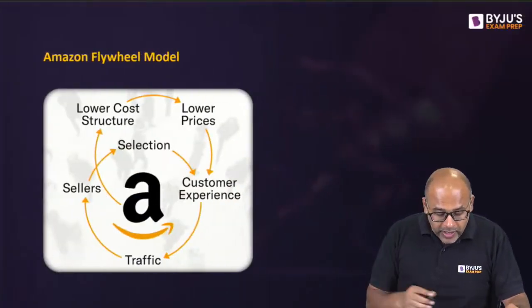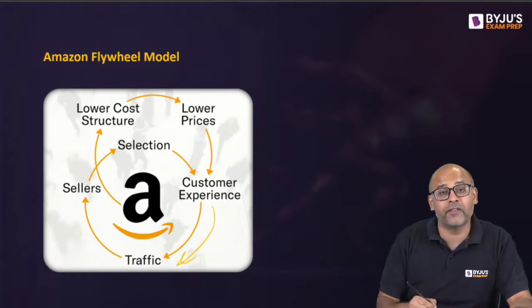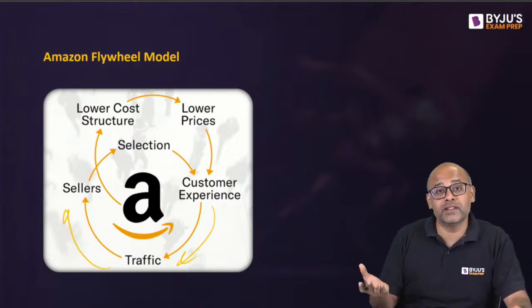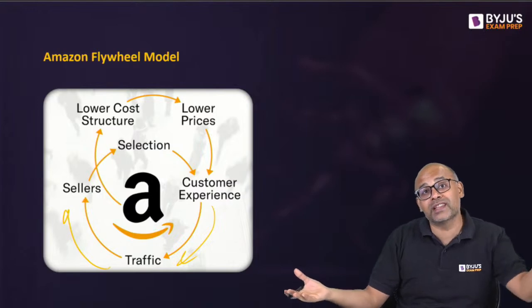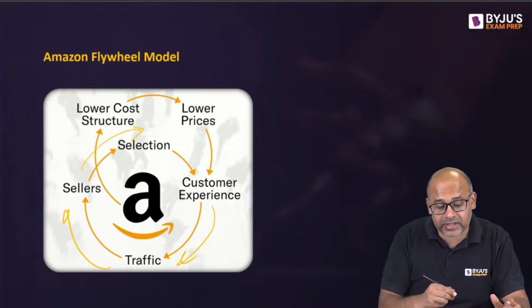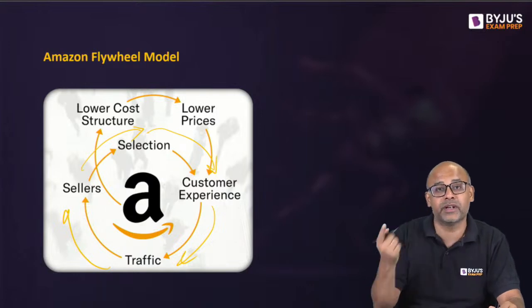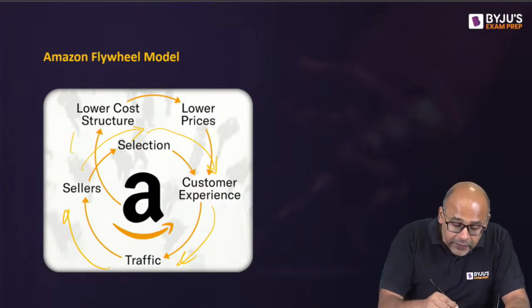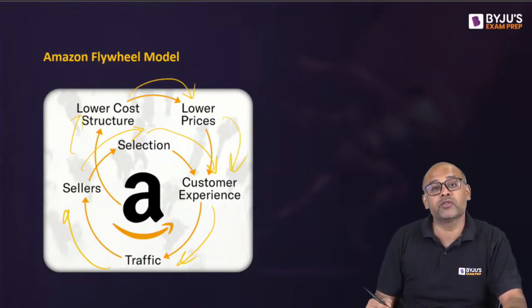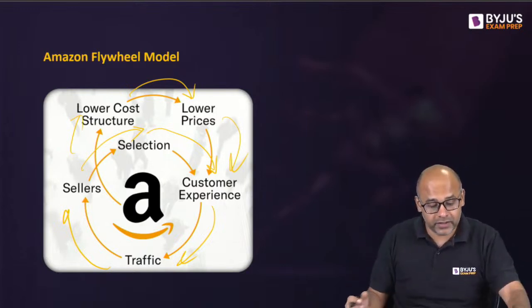If you look at Amazon, Amazon has a flywheel model. Basically, they say customer experience will drive traffic to the website, because Amazon is all about the website. The traffic will give me more sellers, because the more people are coming to my website, the more sellers want to be there. And if there are more sellers, I will be able to select the good sellers. The good sellers will give me good customer experience, and the cycle repeats. Similarly, if I have a lower cost structure, the prices will be lower. Because the prices are lower, customer experience is going to be better. And that's another cycle. So there are two cycles which are intertwined, right?